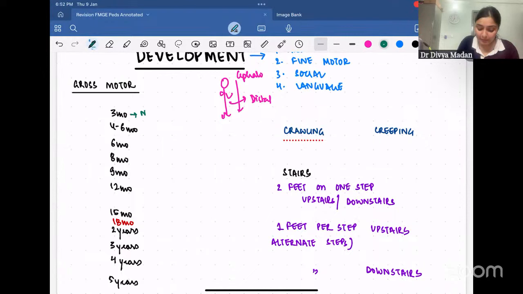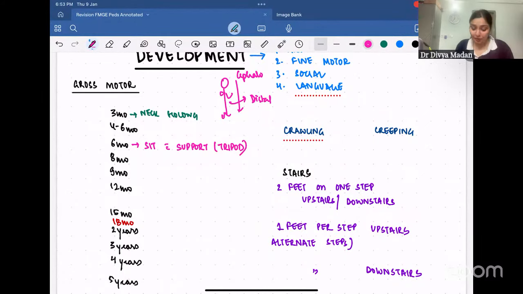At 3 months of age, we all know an important gross motor milestone, that is neck holding comes. At 6 months of age, the child learns to sit with support. That is the tripod position. At 8 months of age, the child will now sit without support. Between sitting and neck holding, the child will try to roll over. When the child is trying to sit, the child will try to roll over. So in between 4 to 6 months, the child will roll over.